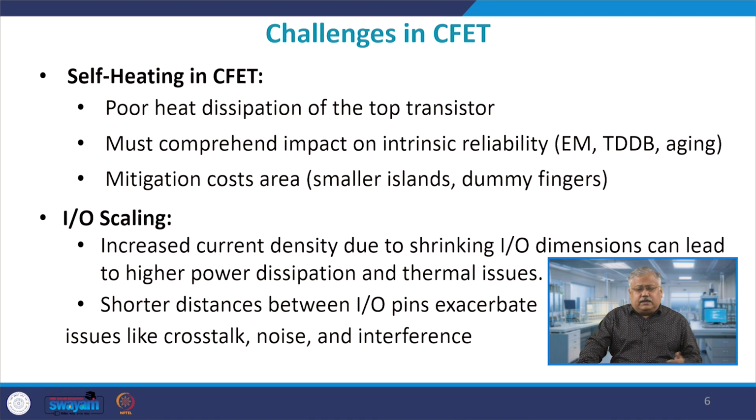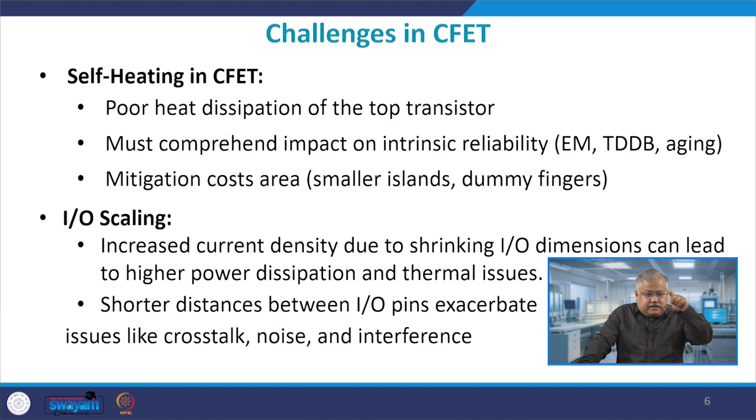Few other issues, and these are not specific to CFET, but nonetheless they make sort of CFET reliability concerns. The first one is basically the self-heating effect, right. Already we have discussed this self-heating many a times when we were discussing FinFETs and other things. But when you look at self-heating effects in CFETs, because of this dielectric wall which separates N and P, there is a very low chance of the heat getting dissipated from the top transistor.